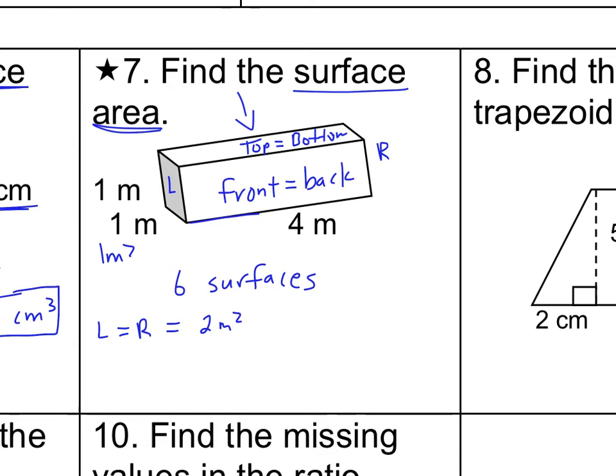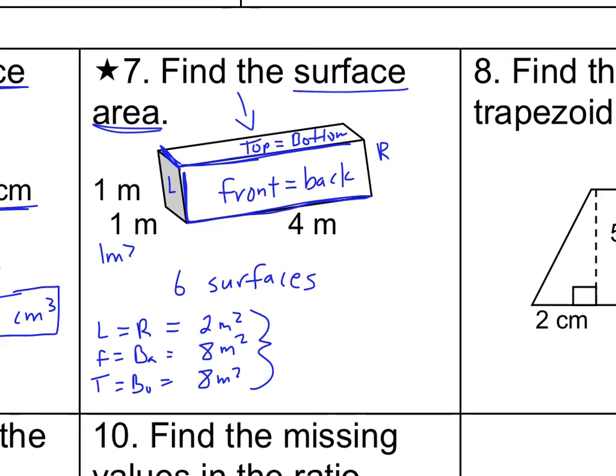Our front here is a 4 by 1. And since the front is equal to the back, that means we're going to have 8 meters squared because we have 4 on the front and 4 on the back. And since the top is equal to the bottom, and the top is a 4 by 1, that's going to be 4, and then another 4 on the bottom will be 8 meters squared. And now we just add all these together, and you end up with 18 square meters of surface area.